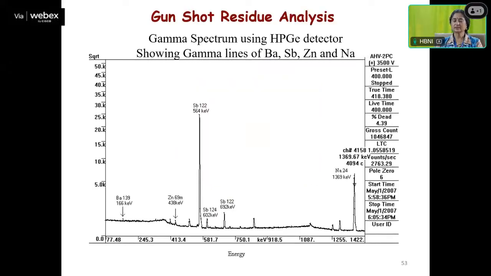So these are gamma spectrometry showing the lines of barium, and this is the barium, zinc, antimony, and here it is the sodium lines. So this is the gamma spectrometry.